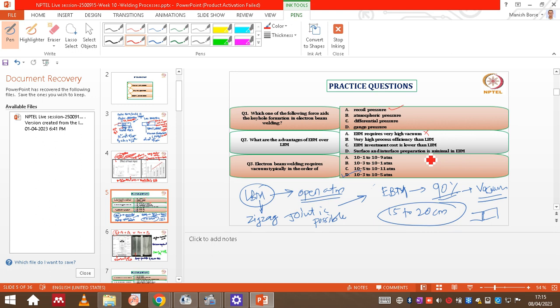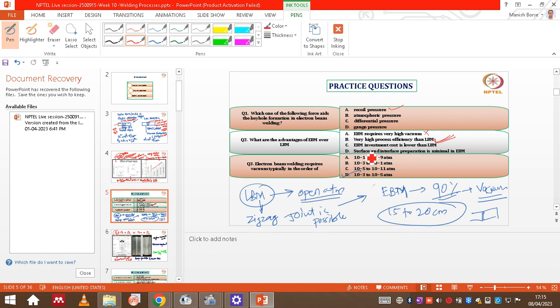In the second option, they said very high process efficiency than LBM. Yeah, we can say it is an advantage of EBM over LBM because process efficiency is very high, because the material won't reflect the electron beam, or it will absorb the electron beam in a better way compared to the laser, right? So in laser beam welding, process efficiency is very low, but in case of EBM, process efficiency is high. So we can say option B is the correct one.